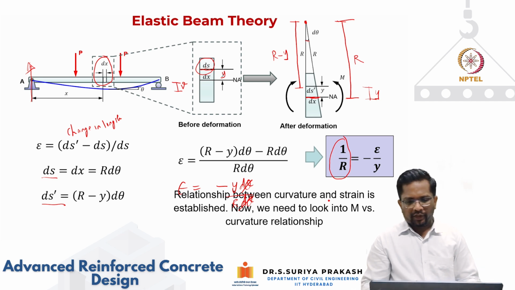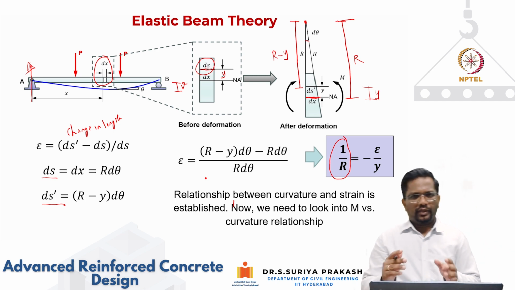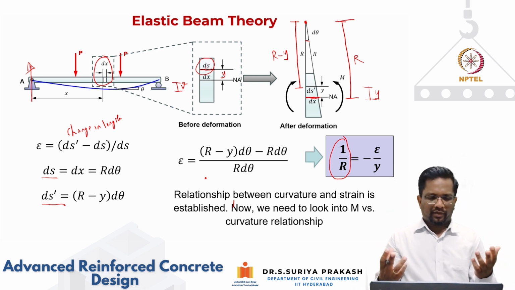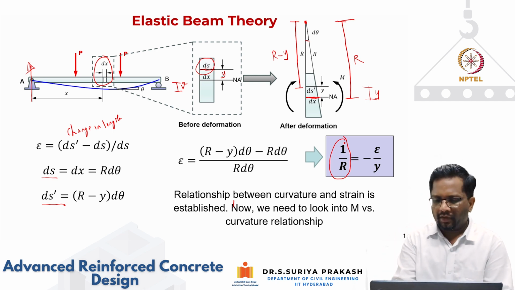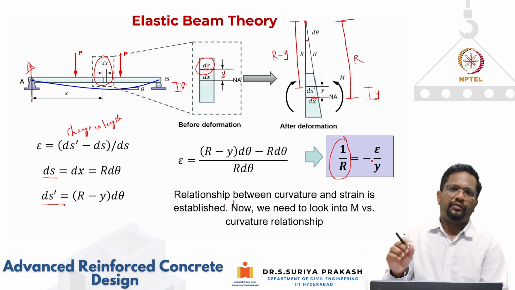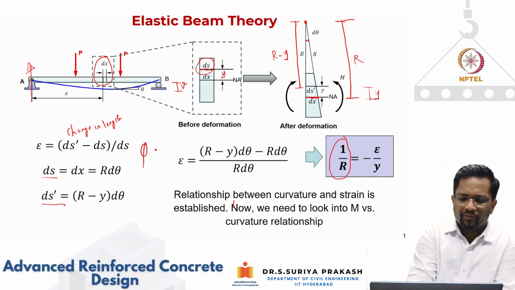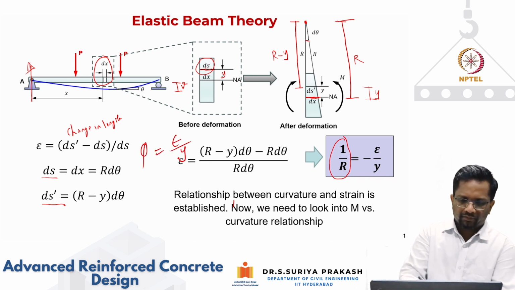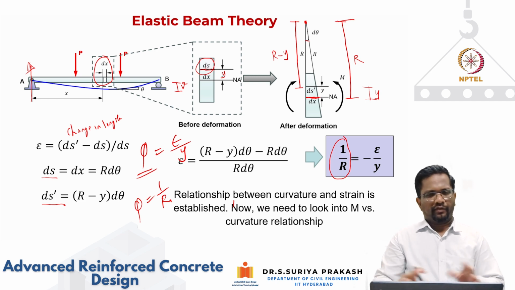Okay, now let us see what the relationship is. Our objective is to see how moment and curvature are related. What we have done is developed a relationship between curvature and strain. Curvature is nothing but strain divided by the distance of the fiber at which I'm calculating that strain. In other words, phi, which is nothing but equal to epsilon by y. Phi is your curvature. Phi is also equal to 1 by r, where r is your radius of curvature. Now we have established the relationship.